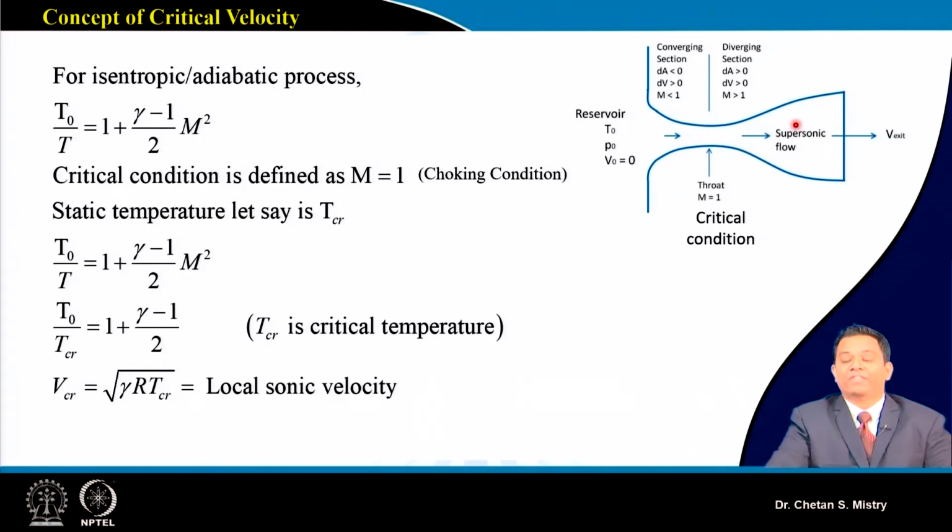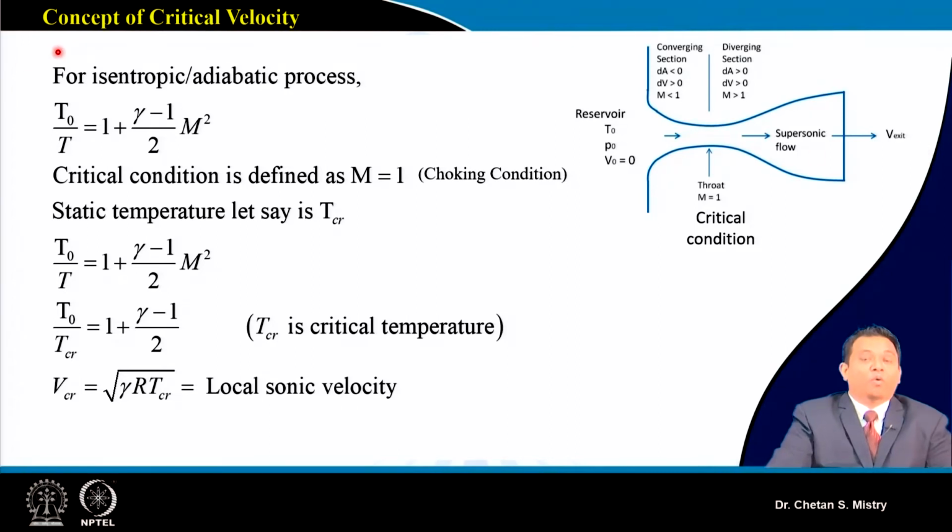Later on we have the diverging passage, which further increases our Mach number from M equal to 1 to some higher number, that is, supersonic flow. So here our reference is the M equal to 1 condition, which we call the thermal choking condition. In order to derive the relation for critical velocity ratio, we will consider the M equal to 1 condition as our reference condition.